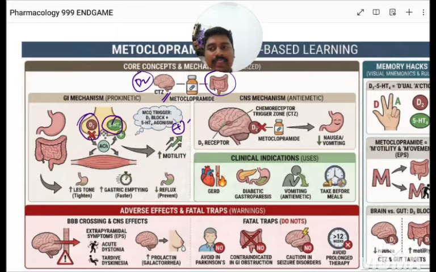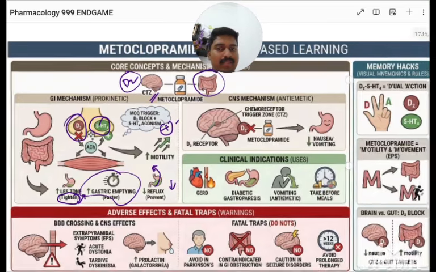As a result, in the GIT there will be increased lower esophageal sphincter tone. So this is the lower esophageal sphincter, and that tone is increased. That is, it will get tightened, and it will decrease gastric emptying time also, and it will prevent reflux. Okay. So it acts through these three mechanisms.